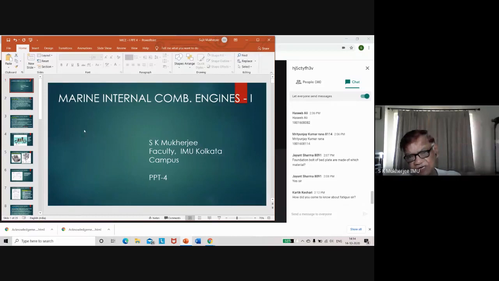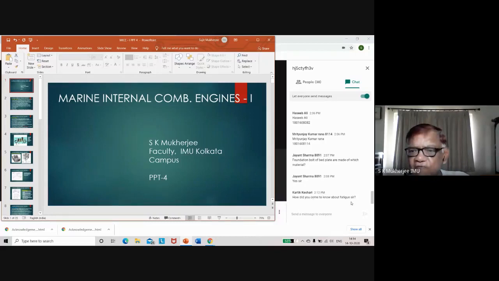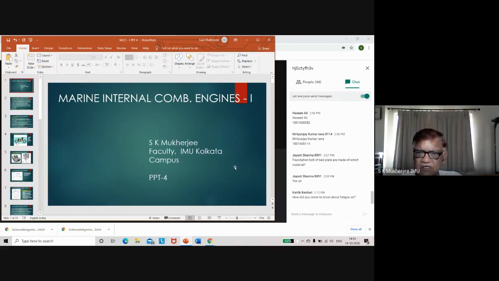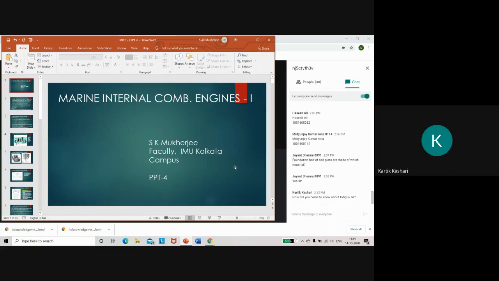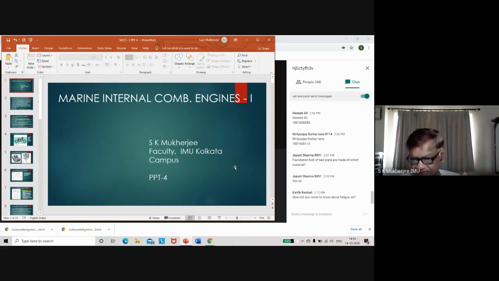How did you come to know about fatigue, sir? Fatigue of what? Fatigue about the tie rod? Yes, about the tie rod. Okay. The tie rod is stationary. It is in one place. And once it is tensioned, we know what forces are coming around. Right? So ultimately, they will fail over a period of time.